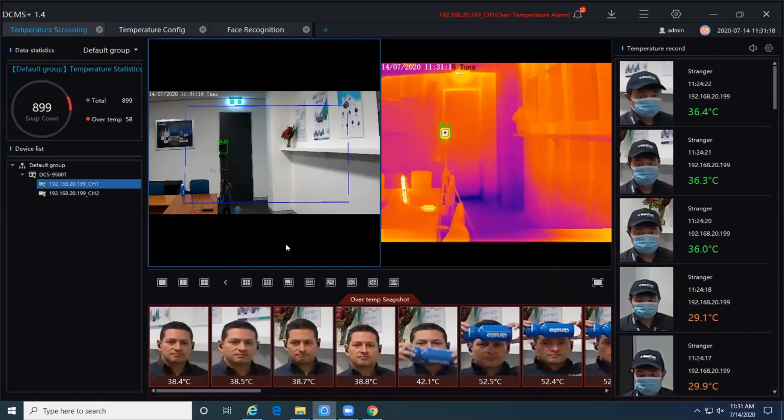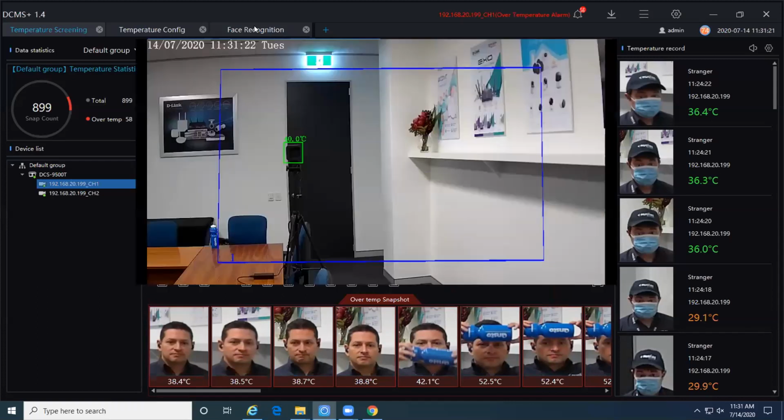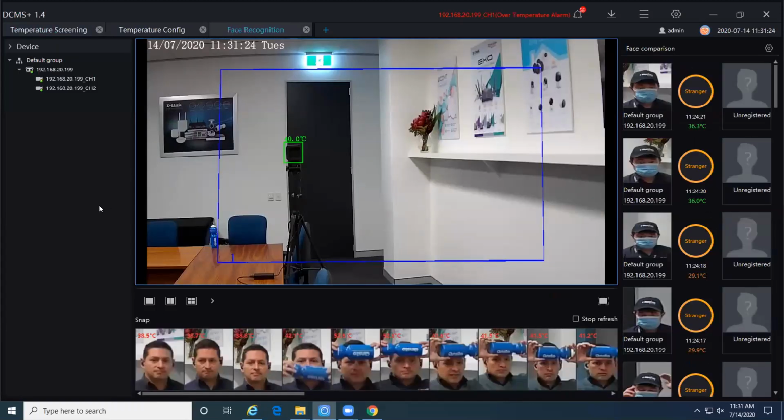Now, when the system reads the faces, it also tries to identify who these people are, and will try to find them in the database. For example, if we have someone already entered in the database, it will identify them and write their names on the screen as well. You can search for a person in the database. You can add the person into the database.